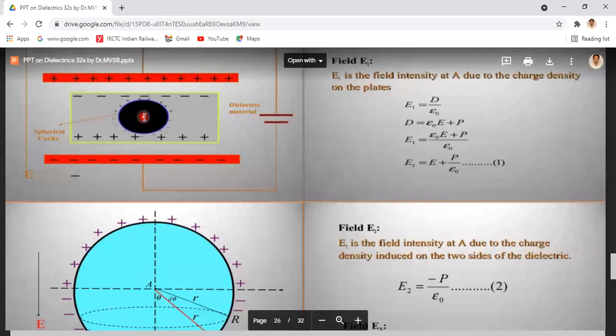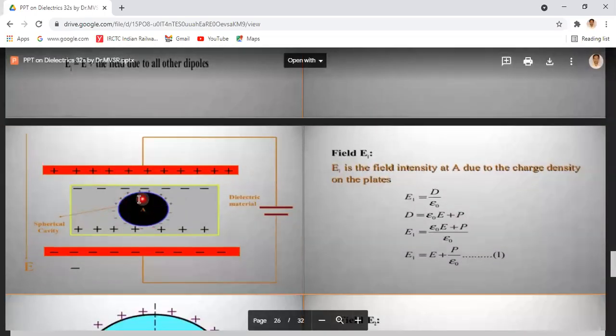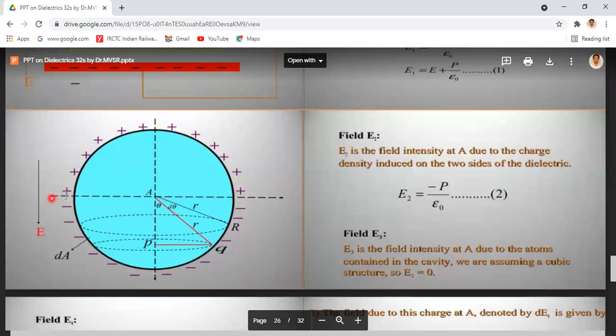So around this atom A, just assume a spherical cavity. Inside the spherical cavity, the intensity of electric field E3 is taken as 0. That is the intensity of electric field due to the neighboring dipoles around this atom A, taken as E3. But on this spherical surface, we consider the positive charge and negative charge produced here. A is an atom, around this atom there exists a spherical cavity. From 0 to pi it is a positive charge, and from the lower portion of the spherical cavity, it is a negative charge.